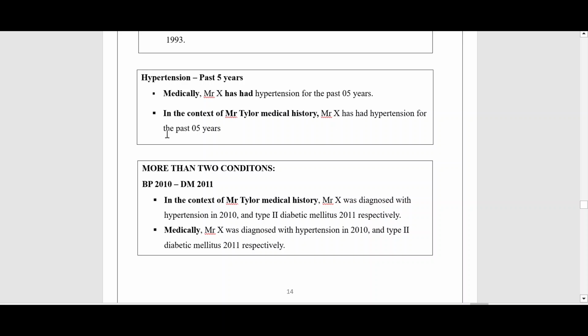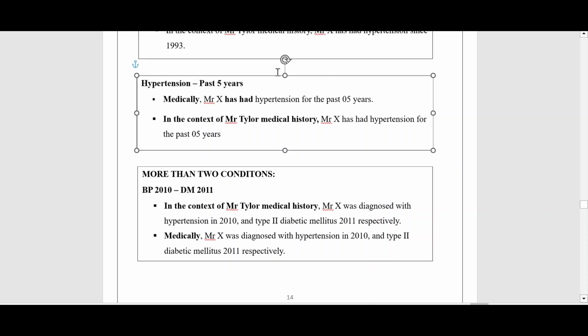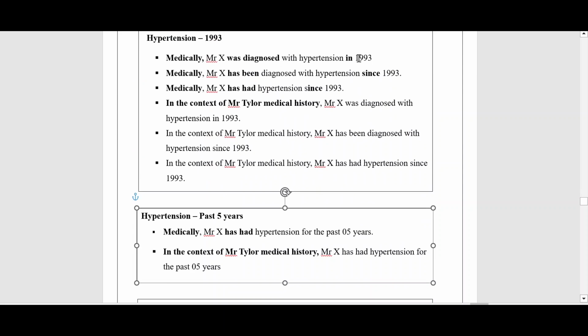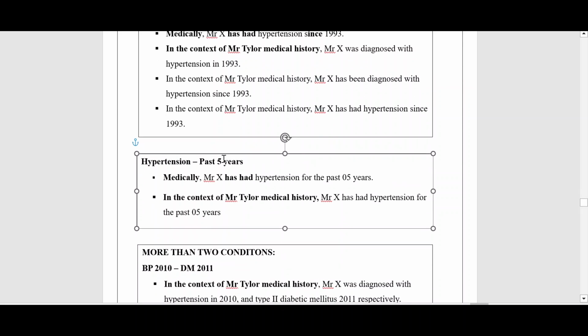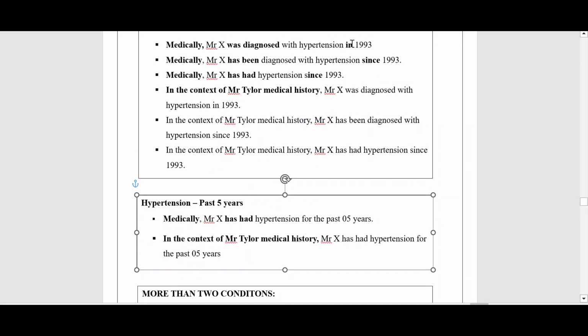So he has had hypertension. You can write this at the beginning, medically or in a context. For the past 5 years means he's still having that problem, then you can write has had. In case the number of years is mentioned, you can write in that way, or if only the year is mentioned, you can write in that way. You just need to put for and since, which are different, okay. 5 years means for should be kept in your letter writing, whereas 1993 is a year.